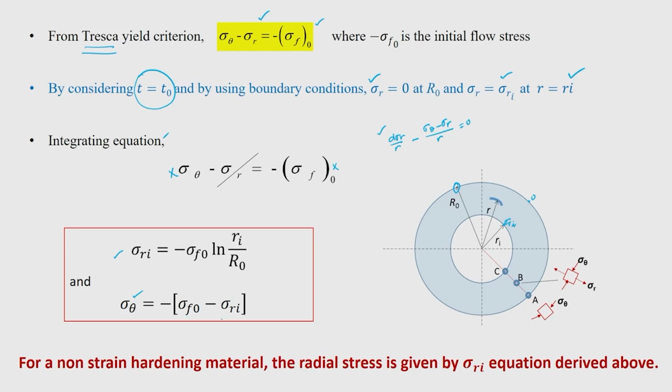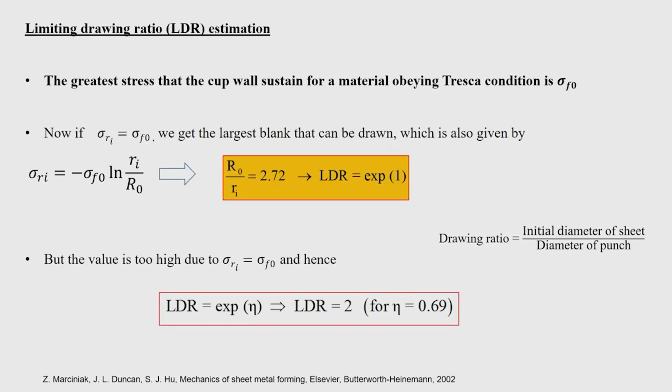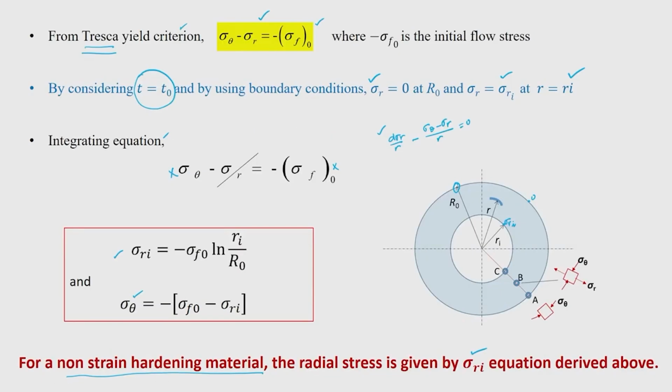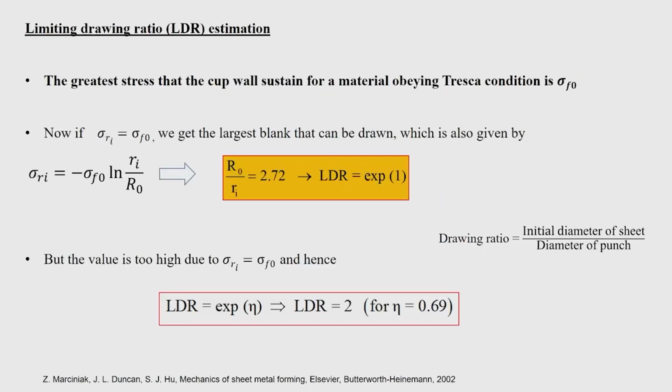So in this way, for a non-strain hardening material, of course without friction, the radial stress is given by σ_ri, the equation derived here. And the radial stress will give you σ_θ by assuming one yield function. Here we are picking up a Tresca yield function and we are getting it. Now in this equation there is one important point, which we are going to discuss in the next slide.